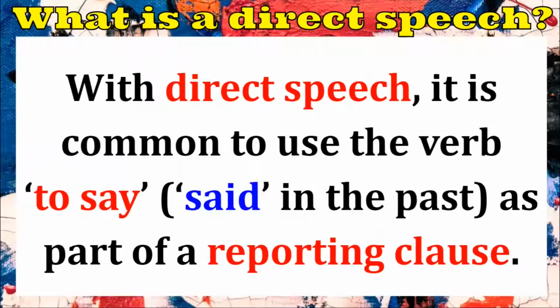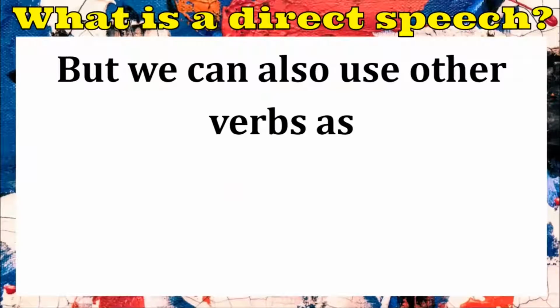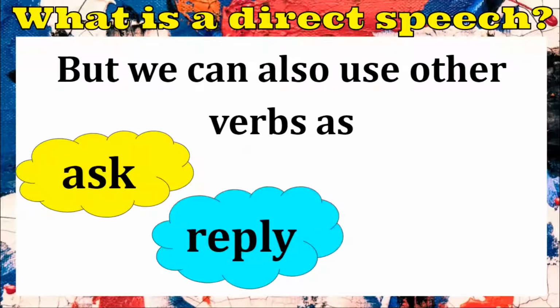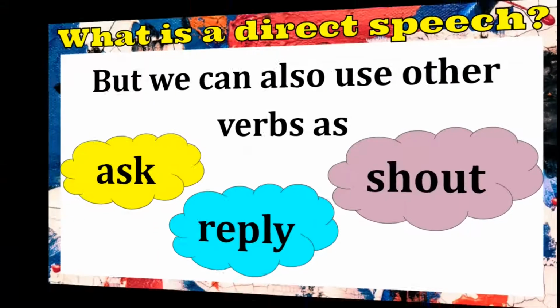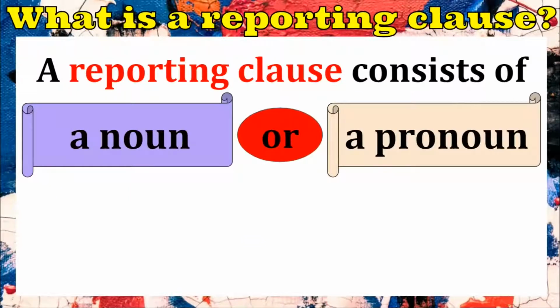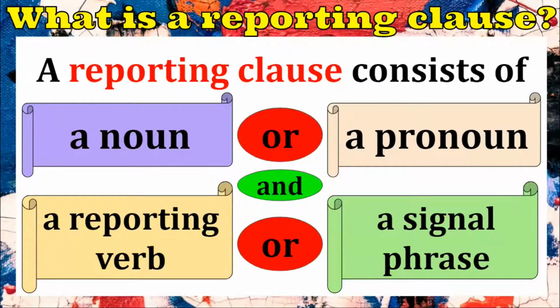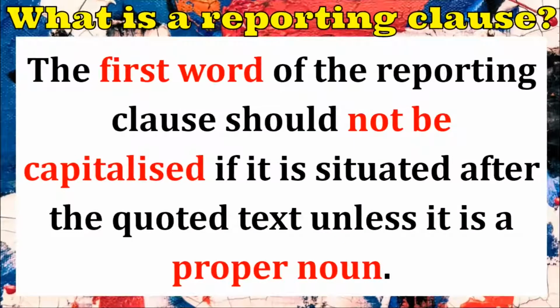With direct speech, it is common to use the verb to say, said in the past, as part of a reporting clause. But we can also use other verbs such as ask, reply, or shout. A reporting clause consists of a noun or a pronoun, and a reporting verb or a signal phrase. The first word of the reporting clause should not be capitalized if it is situated after the quoted text, unless it is a proper noun.